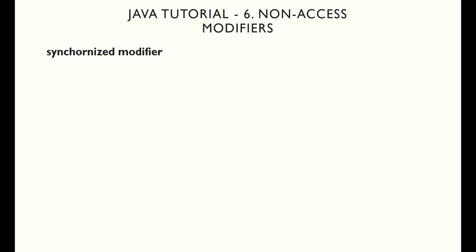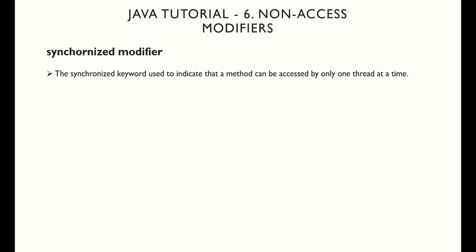Synchronized modifier. The synchronized keyword is used to indicate that a method can be accessed by only one thread at a time. The synchronized modifier can be applied with any of the four access level modifiers. Synchronized keyword cannot be applied to classes, variables, and constructors. We will look at synchronized in detail later during videos about threads in Java.